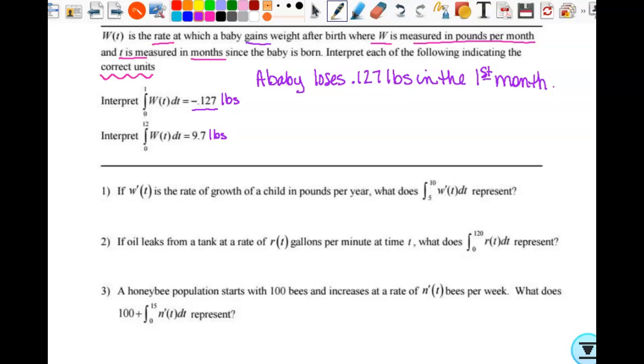So this means a baby does what? Gains. A baby gains how much? Yeah, gains 9.7 pounds in the first 12 months.